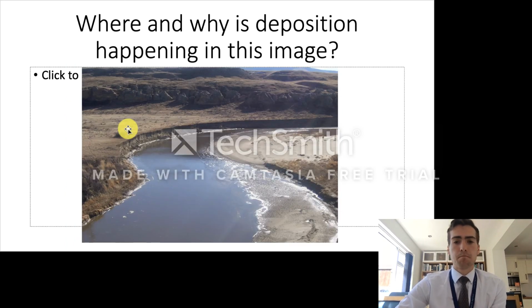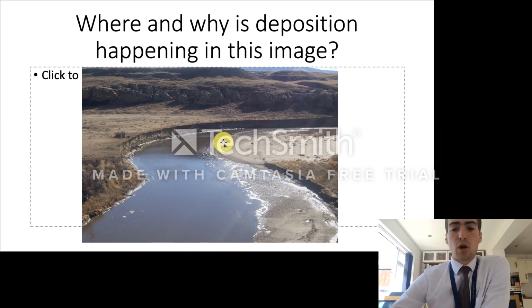Next picture. Where and why is deposition happening in this image? So this image is a bend in the river, and we also call this bend in the river a meander. Okay, so looking at this meander here, you can see that the inside bend is where we've got lots of sand, and that's where we're getting all this deposition going on. Okay, because on the inside bend it's much slower. On the outside bend of a river, it is much quicker, the way that water travels.